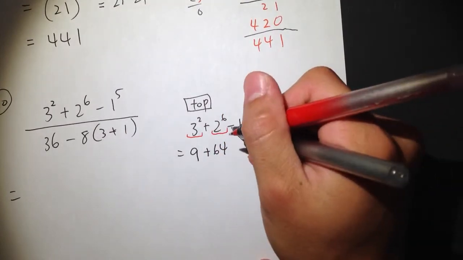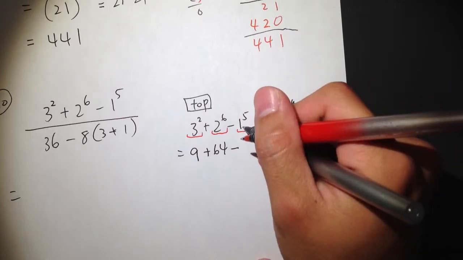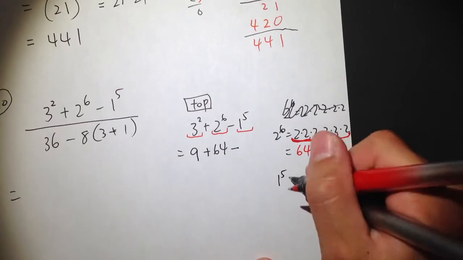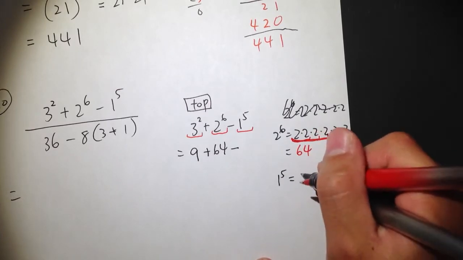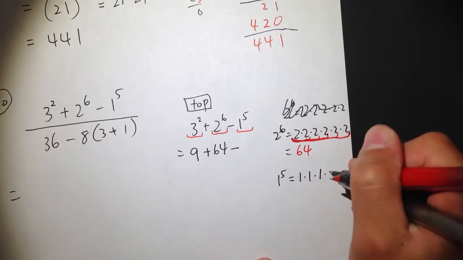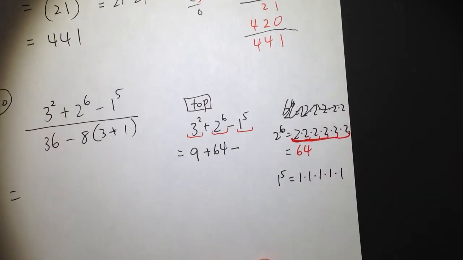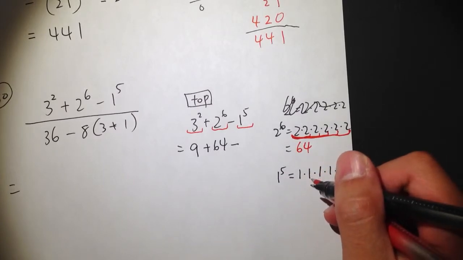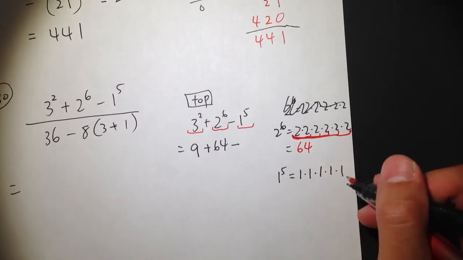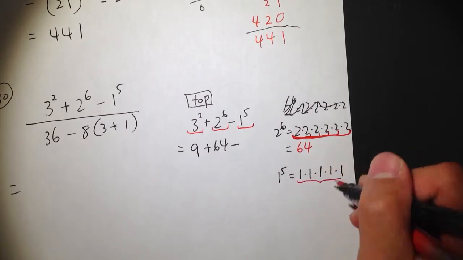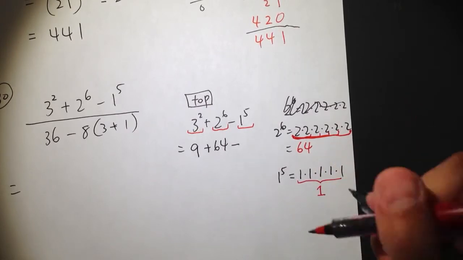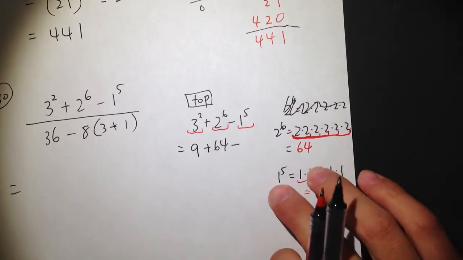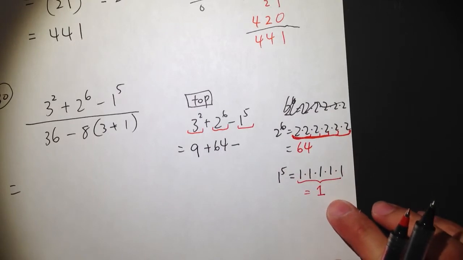Bring down the subtraction. And then 1 to the 5th power. 1 to the 5th power means 1 times 1 times 1 times 1 times 1. I have 5 of the 1's. Well, 1 times 1 is just 1, 1 times 1 is just 1, 1 times 1 is just 1, 1 times 1 is just 1. So all this is just equal to 1. In fact, 1 to any power is always going to be equal to 1.